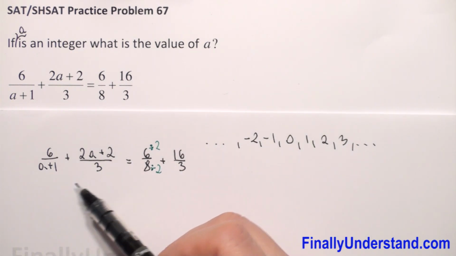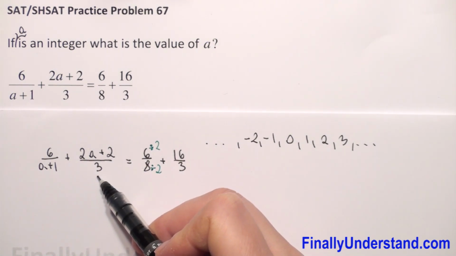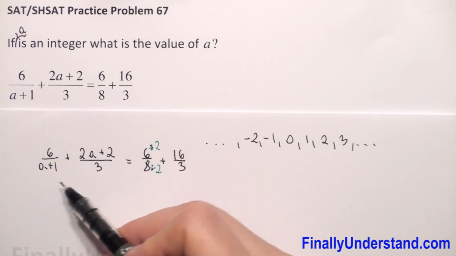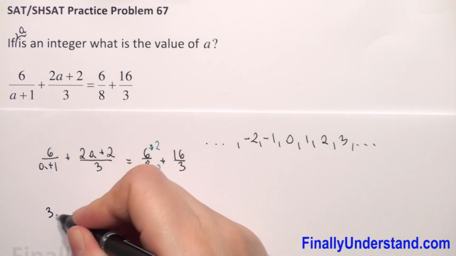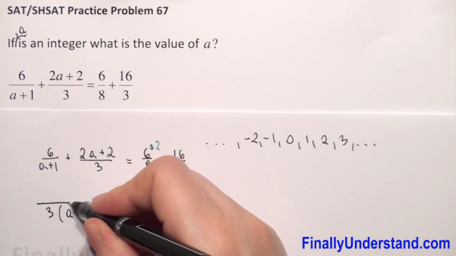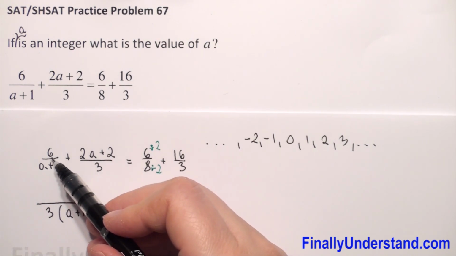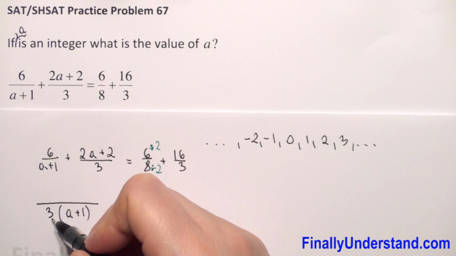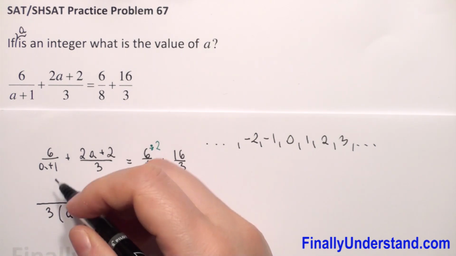fractions, we need to have the same denominator, the common denominator. So for a plus 1 and 3, how do we find the common denominator? We just multiply the denominators, a plus 1 times 3. So let me put first number, so it will be 3 times a plus 1. This will be the common denominator. And next, in the first fraction we have only a plus 1. So we need to multiply our numerator also by 3, because we multiply the denominator by 3, so we need to multiply the numerator also by 3.